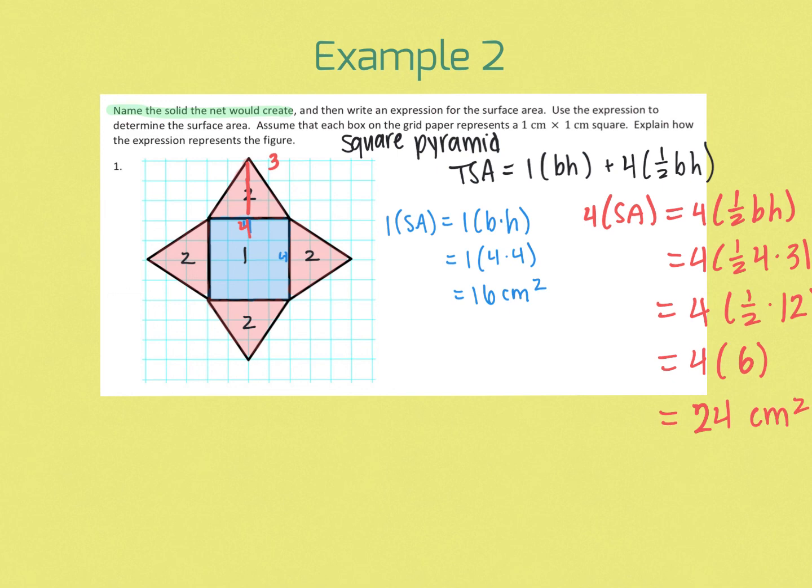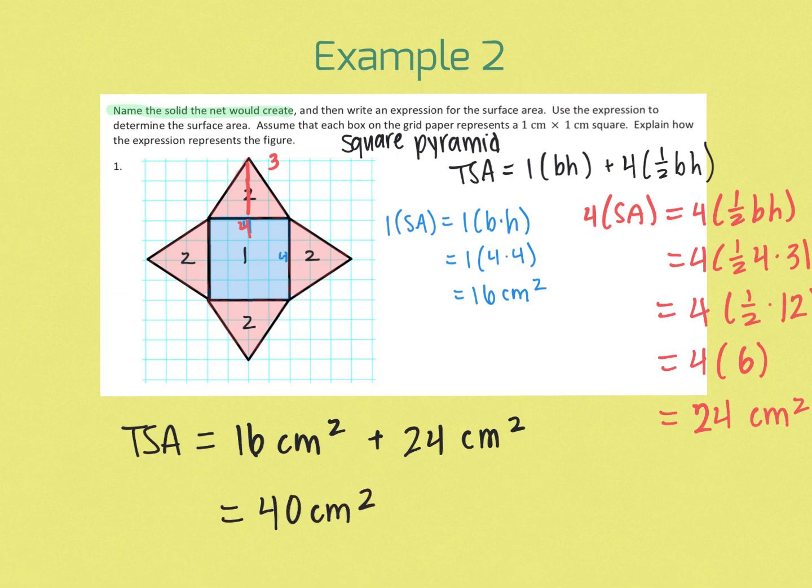With this, we now need to add for the total surface area. And as we said up here, we need 1 times the base times height, which we did right here. So that's 16 square centimeters, plus the 4 times the 1/2 base times height for our triangles, which together would be 24 square centimeters. When you add 16 plus 24, you get 40 square centimeters. So the total surface area of the square pyramid is 40 square centimeters.